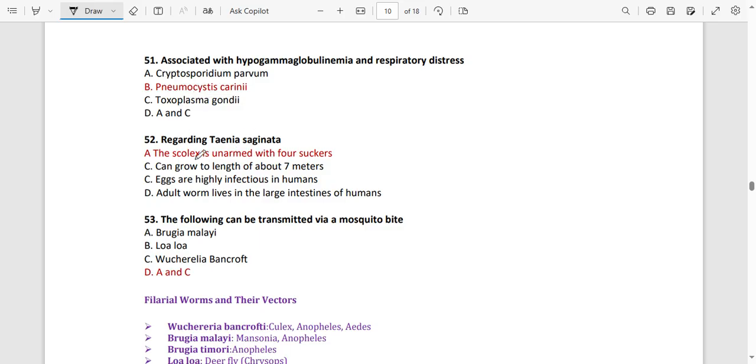52. Regarding Taenia saginata, the scolex is unarmed with four suckers. Remember we said so, isn't it? The armed one was Taenia solium. Can grow to a length of 7. We said this one is up to 15. It's saginata. It's solium that grows to a length of 7. Eggs are highly infectious. Eggs are not even infectious because it's supposed to be for the eggs. If the eggs were infectious, it would cause cysticercosis. Adult worms live in the large intestines of human.